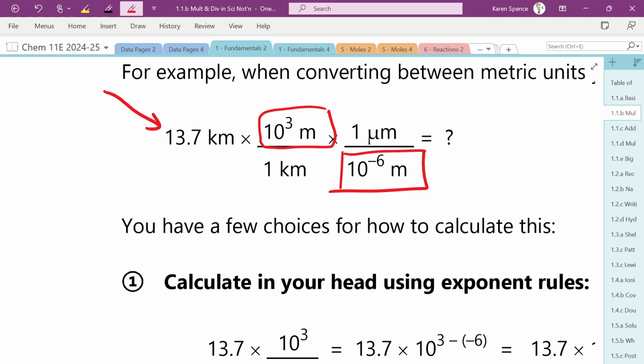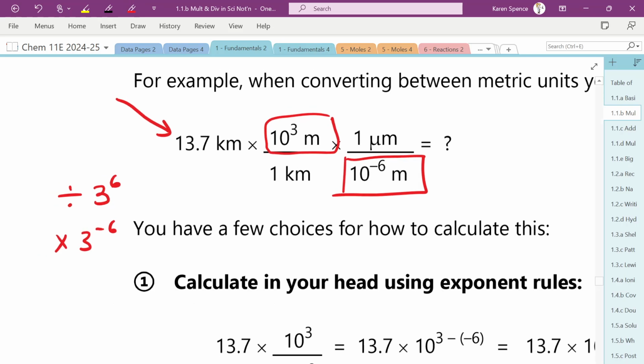If you do that though, you have to change the, you guys know this? The sign. Yes? If you divide by 3 to the 6, that's the same as multiplying by 3 to the negative 6. How many of you are familiar with that exponent rule? Okay. Most of you, maybe a little bit, maybe it's a little rusty. Yeah, okay. So let's just make sure that we're clear on that.